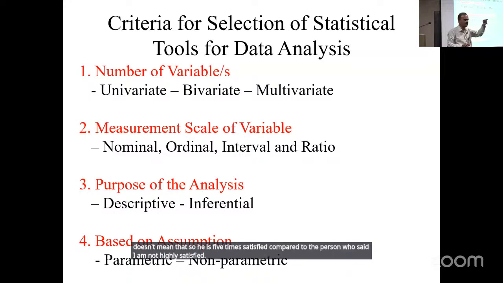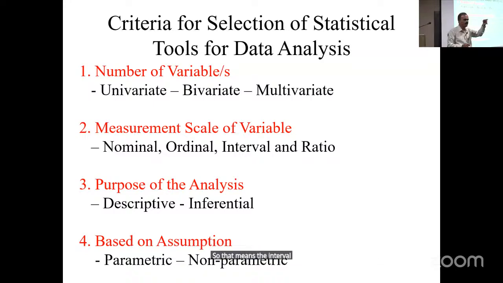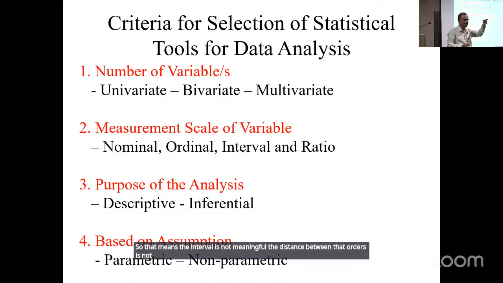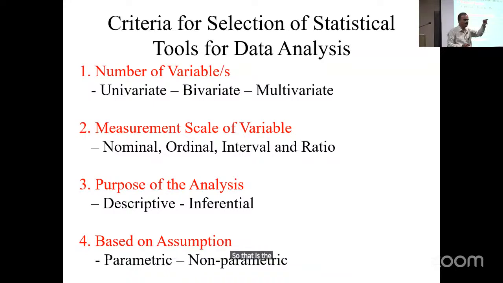So that means the interval is not meaningful. The distance between those orders is not meaningful. Whereas in the case of an interval variable, that is meaningful. That is the difference between an ordinal variable and a quantitative variable like an interval variable.